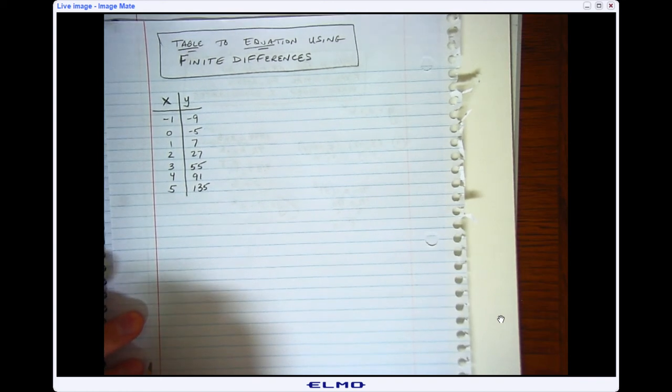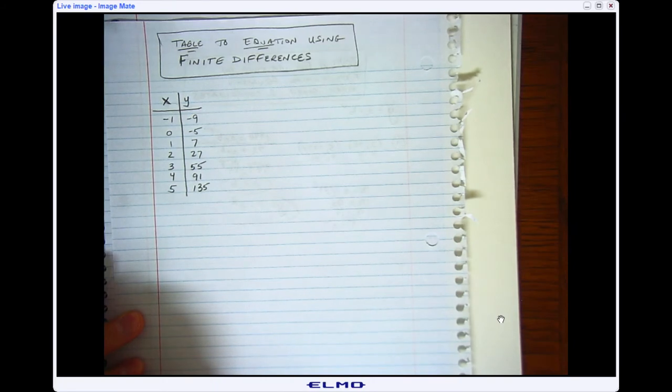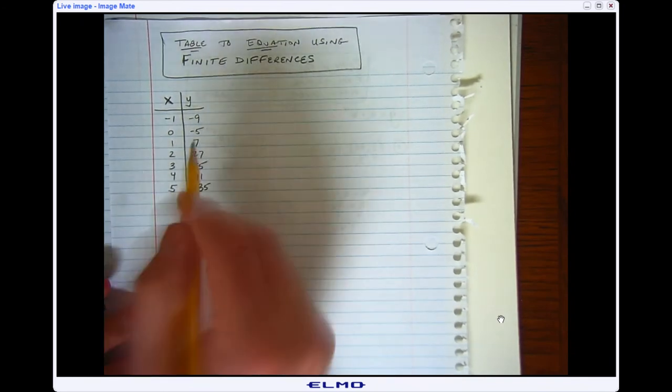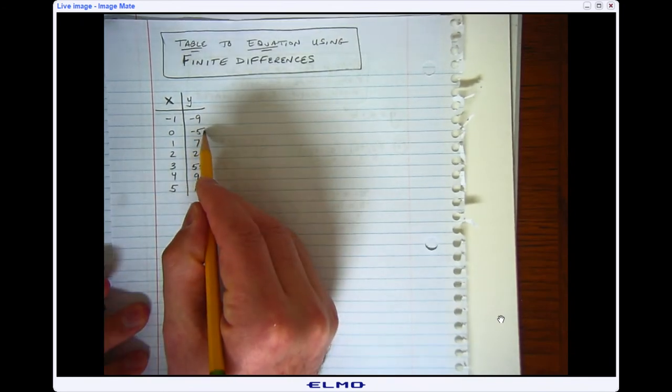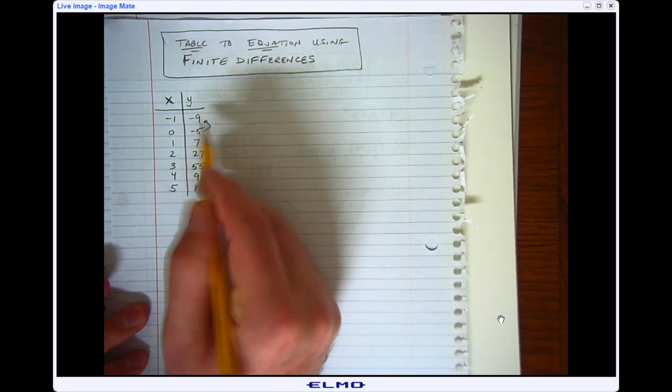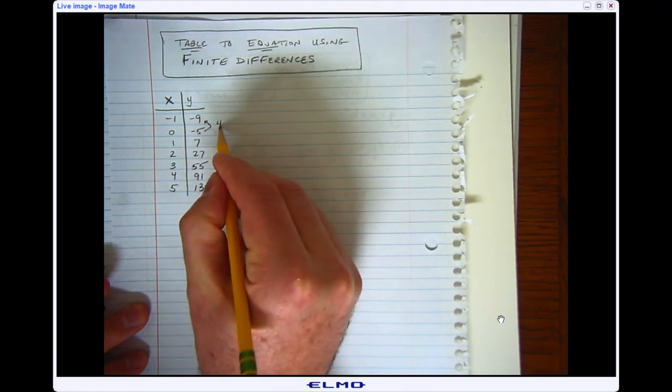Hello, this video is to show you how to go from a table to an equation using finite differences. So first off, looking at this table, what you would do is subtract the y value from the one above it. So if I do -5 minus -9, I would get 4.